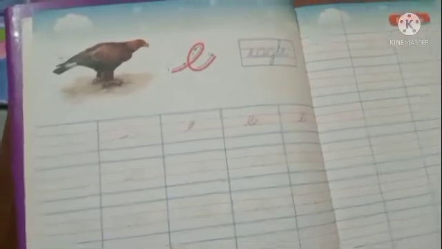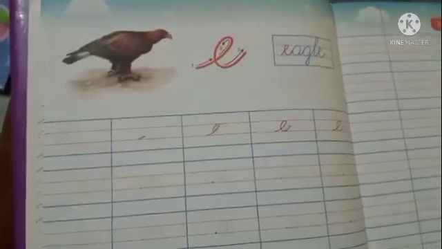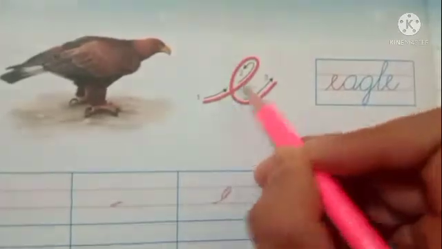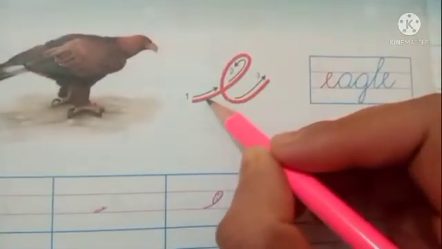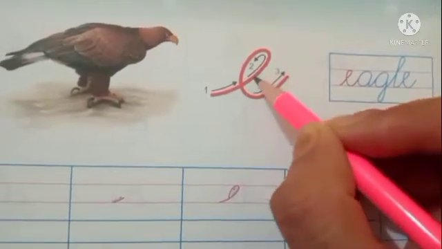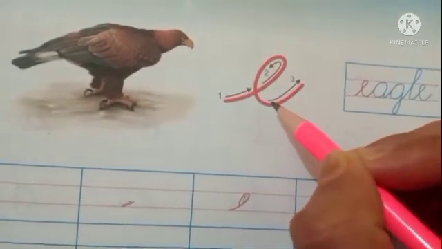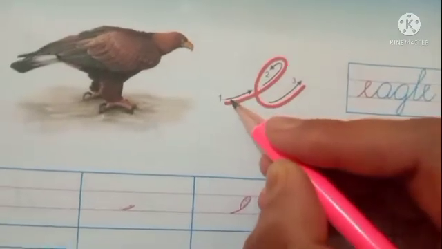E for eagle. Can you see in the picture, children? E for eagle. Yes, very good. So first, can you see this one? This is E, cursive small letter E. First it goes up, then make a curve like C. It's almost like C, but it's different from here.